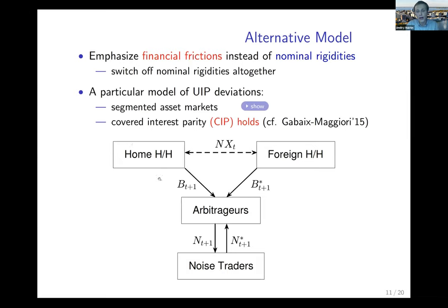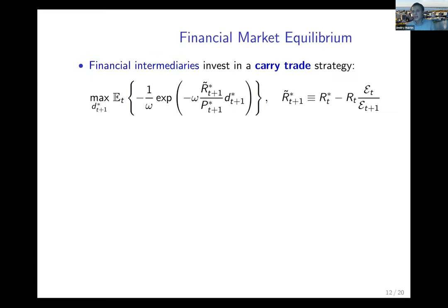We assume that local households can only trade domestic bonds, which are denominated in local currency. So home households can trade bonds denominated in home currency, and foreign households trade nominal bonds denominated in foreign currency, and there are arbitrageurs which intermediate funds across the economies. In addition, there are also noise traders which inelastically supply and demand currency. So you can see this is very similar to the setup from Gabay and Maggiore, except that, just like in the previous two papers, the limits to arbitrage come from the risk aversion of the arbitrageurs, not from financial constraints or borrowing constraints.